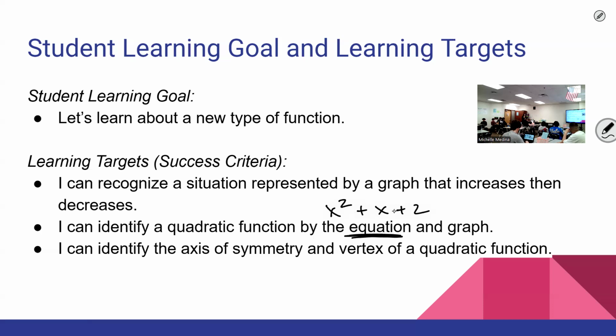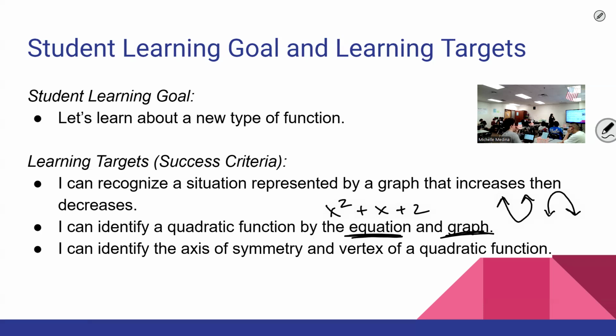From a graph, what shape does it have? What shape do the quadratic functions have? A U shape. Whether it's your normal U shape or your upside down U. It never is sideways like this. It's just up or it's just down. So that's how you can tell from a graph.